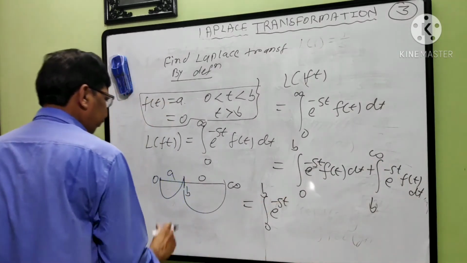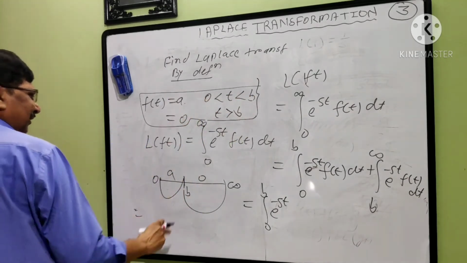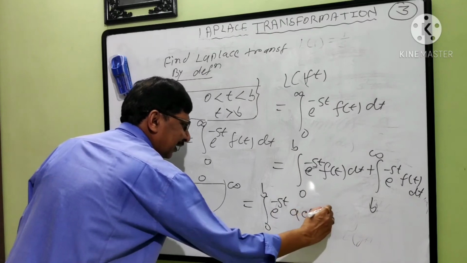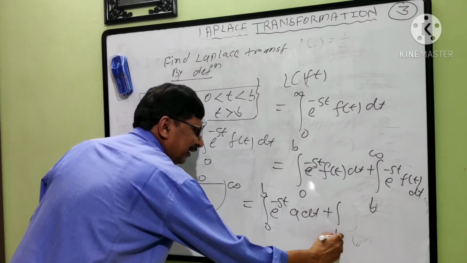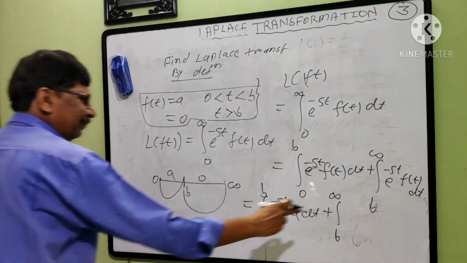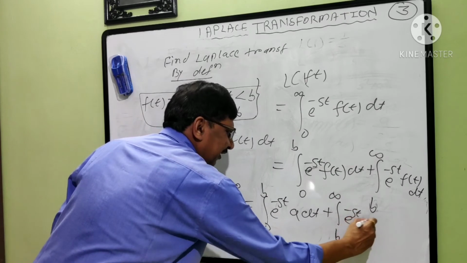F of t is what? A in this interval 0 to b, so integral from 0 to b of e raised to minus st times a dt. And from b to infinity, what is f of t? It is 0. From b to infinity it is 0, so e raised to minus st into 0, the integration is 0.